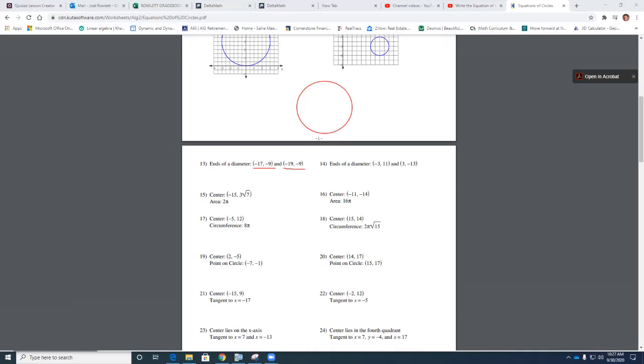And we're told that the diameter is going to look something like this. It's going to be a chord that passes through the center of the circle, right? So it's going to have to go through the center. And I'm going to make the claim that this is the diameter here. It's going to start here, go through the circle and land on the opposite side. So there's the diameter. And we know that one of the points is negative 17, negative 9. So we'll make that this point here. Negative 17, negative 9.